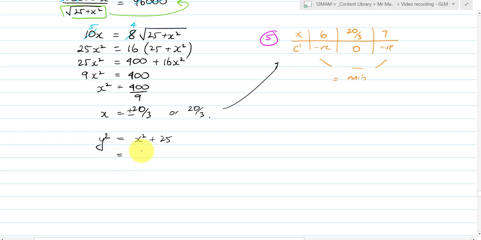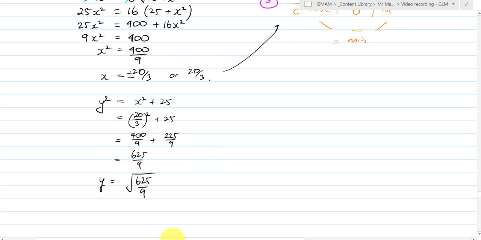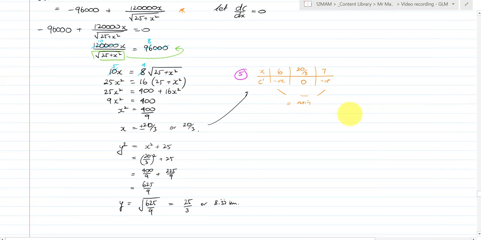And so that's equal to 20 over 3 squared plus 25. And 20 over 3 squared is 400 over 9. 25 is 225 over 9. That's equal to 625 over 9. Therefore y is equal to the square root of 625 over 9. Y will have two values as well because y could be negative or positive, but we ignore the negative. And so this is equal to the square root of 625 is 25 over 3, or 8.33 kilometers. So there we have it, our final question 12 solution.